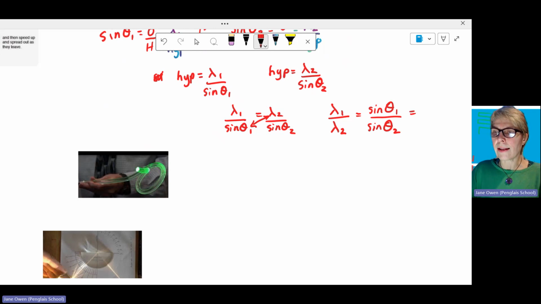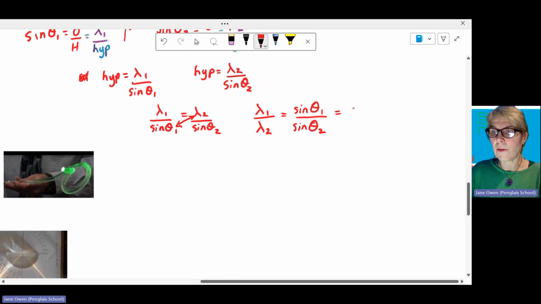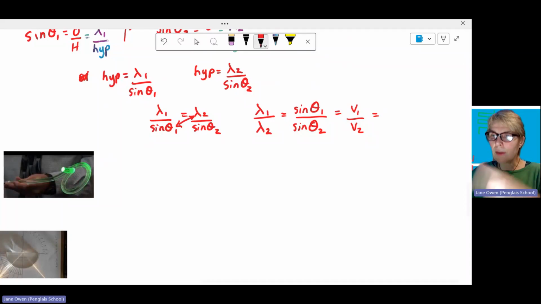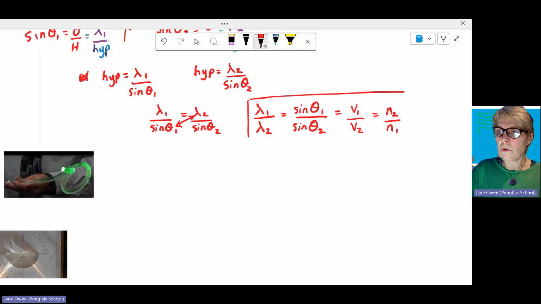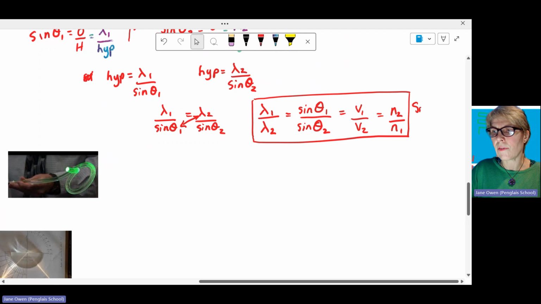So this is kind of like an extension of Snell's law. You can express it in terms of the wavelength, in terms of the sine thetas, in terms of the velocities, or in terms of the reciprocal of the refractive indices, so n2 over n1. And all of that holds, so it just depends what they have given you. And this is Snell's law. So now, finally, we have finished part B.